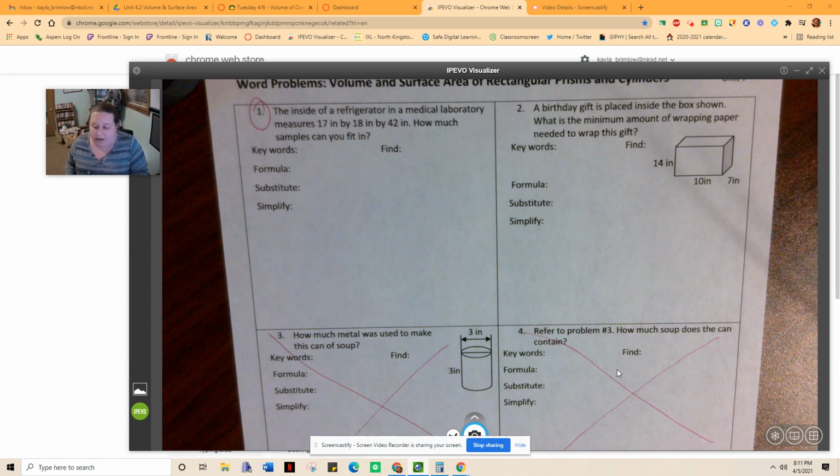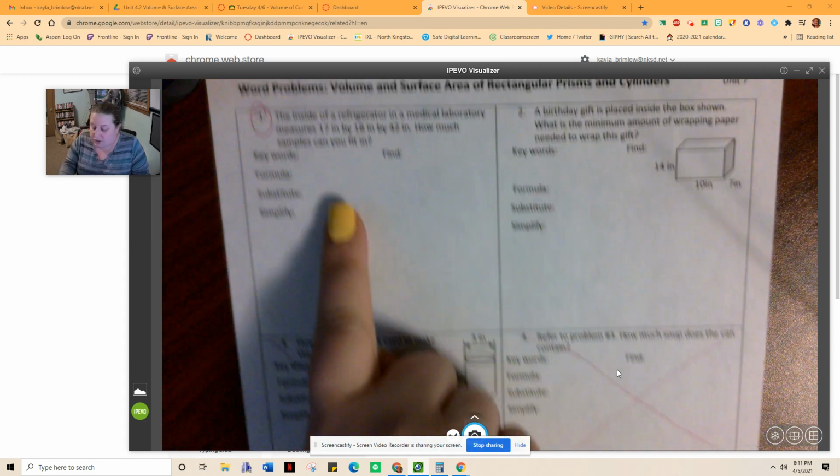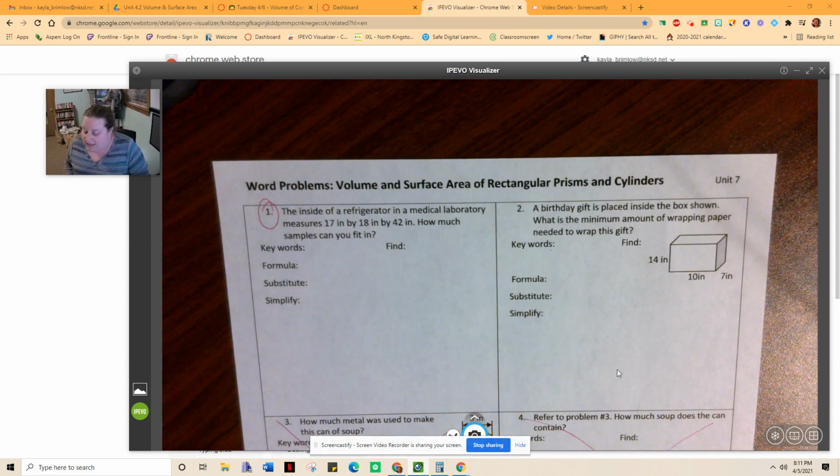We're going to be learning about surface area, and we'll look through those problems quickly in this video to see the difference in the wording. But that's really what I want to focus on because I know and feel confident in your ability to find volume. So we're going to start with this first one. The inside of a refrigerator in a medical lab measures 17 inches by 18 inches by 42 inches. How many samples can you fit in?